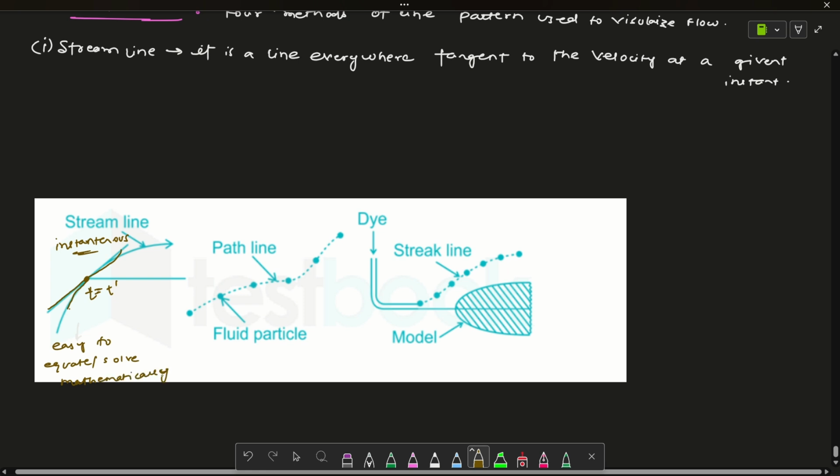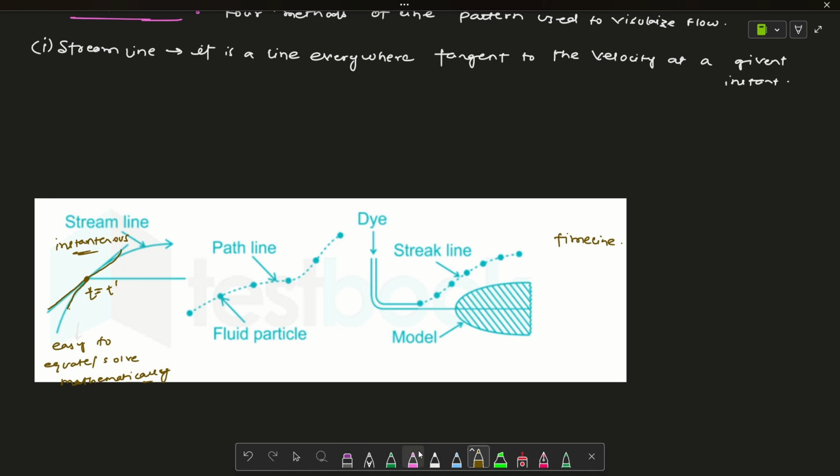Okay, but all the other three, I mean pathline, streakline, and another one, the timeline. All these three are very easy to generate experimentally. That's why these other three methods are there. But the streamline method is basically for mathematical modeling only. So we will now see the pathline.